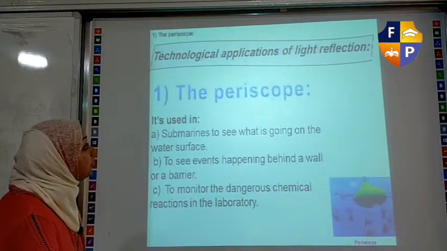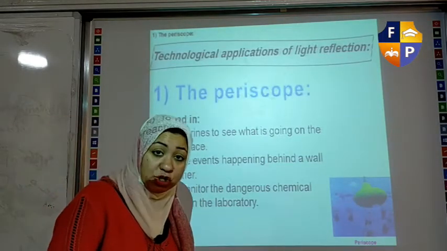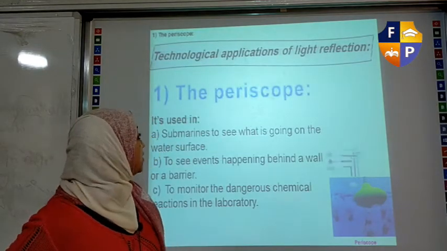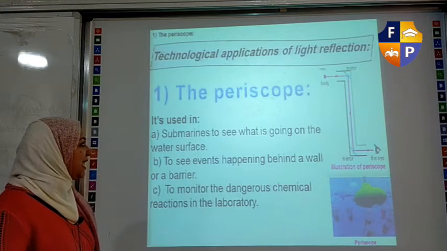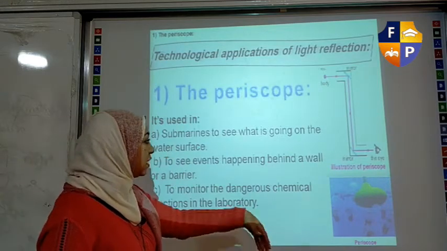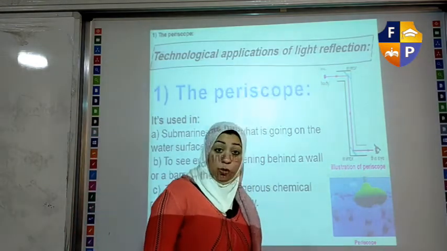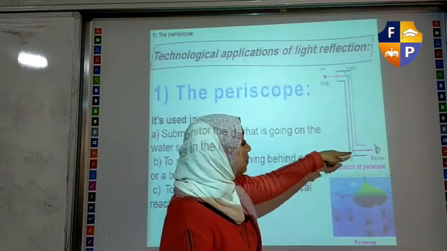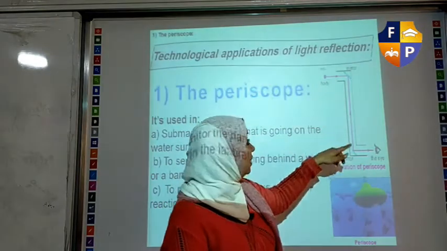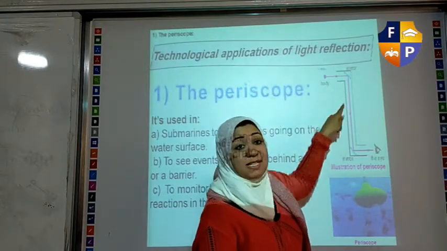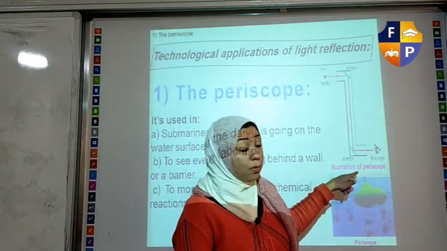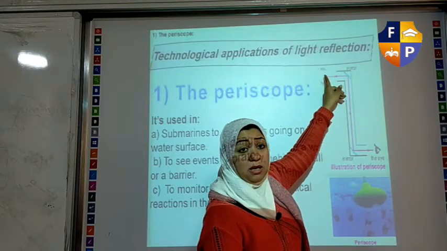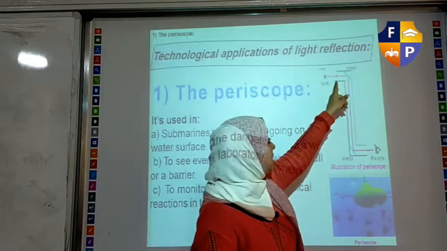Let's continue with the technological applications of light reflection. We start with the periscope. The periscope is very useful, as it is used in submarines to see what's going on under the water. This is a submarine and here we have the periscope. The periscope is a long tube like this one, and we have two mirrors at the two angles of the periscope. The first mirror reflects the light that emerges from any body.